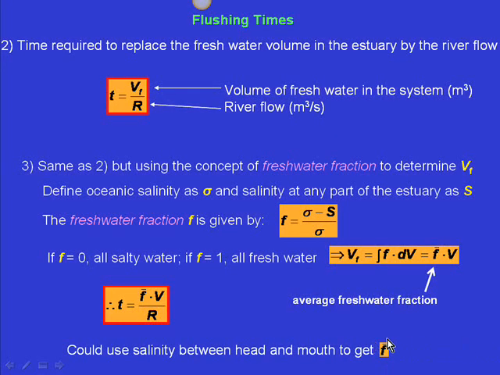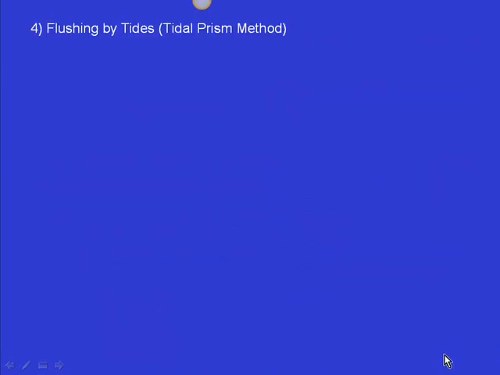Okay, so as we had mentioned, that freshwater fraction, the average freshwater fraction, could be obtained from the salinity between the head and the mouth of the system. So now let's look at a different way of calculating residence time. Notice that I keep saying residence time, and over there it's written flushing time, so it's the same.